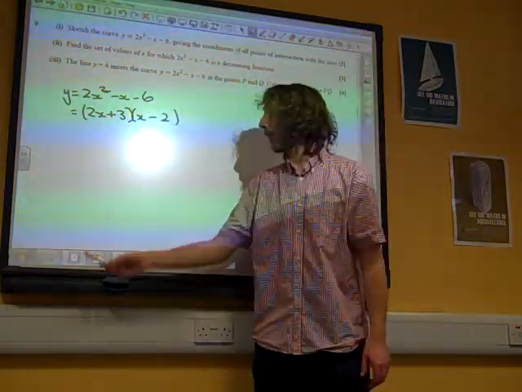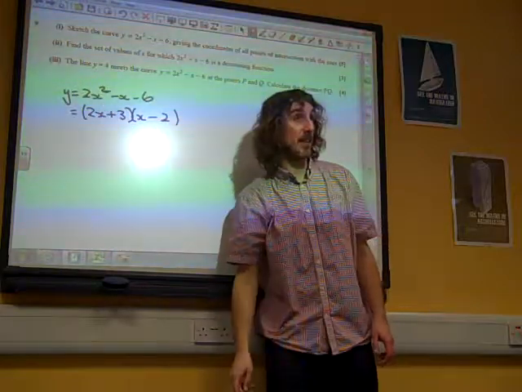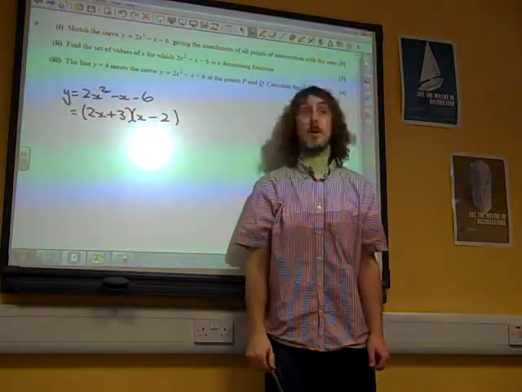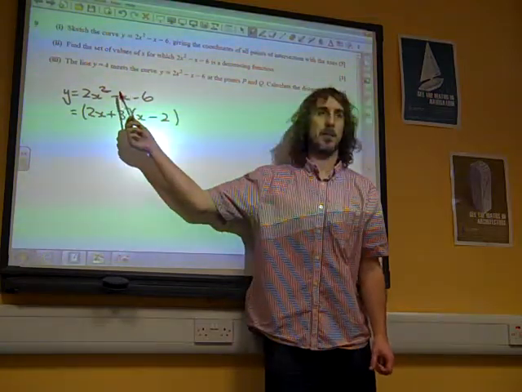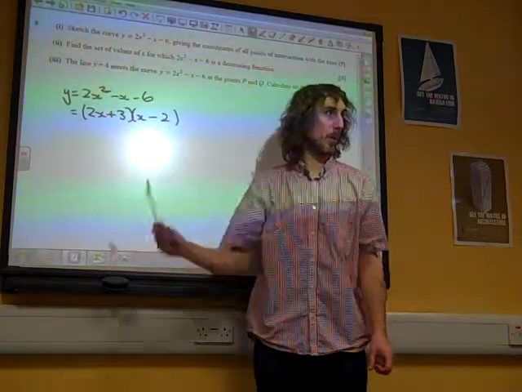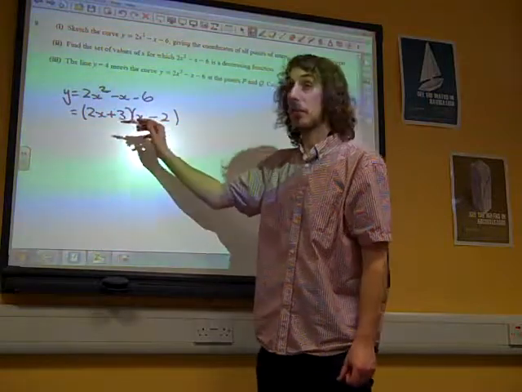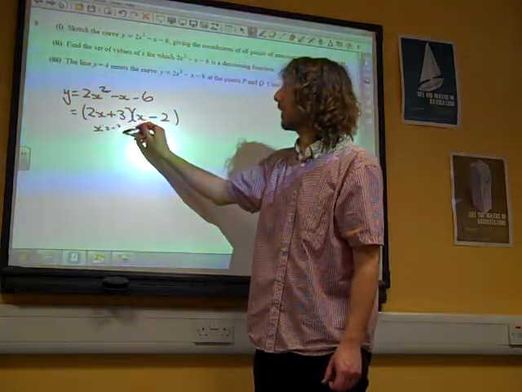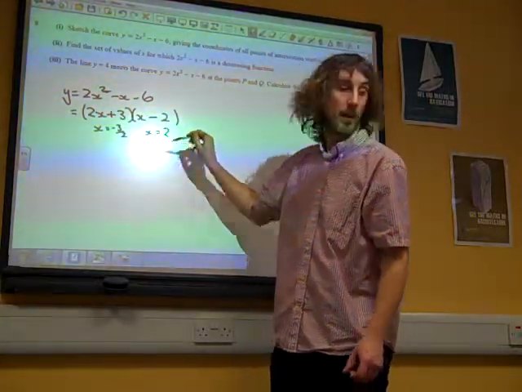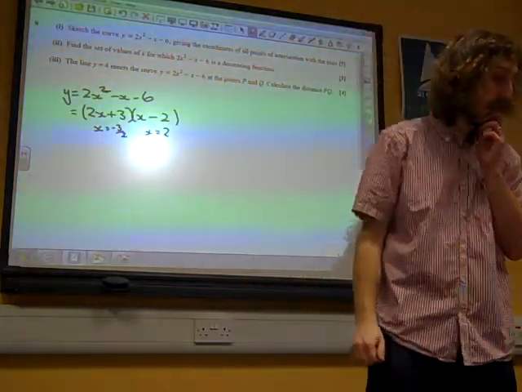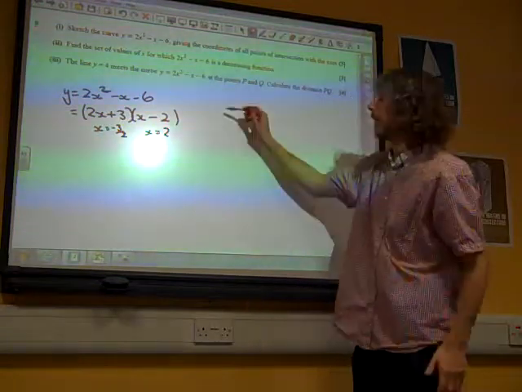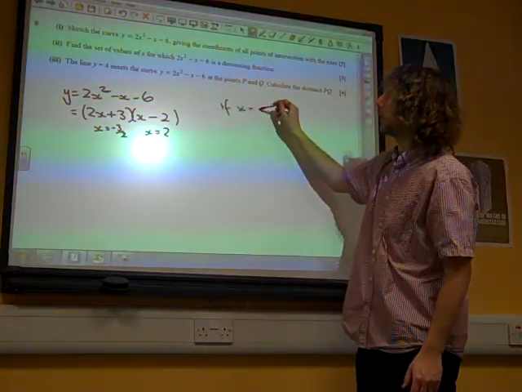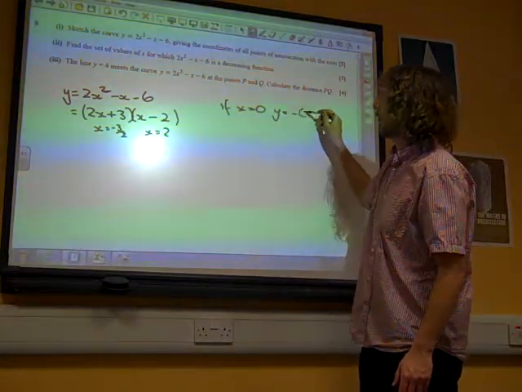If in doubt, do that thing where we multiply first and last things together to get minus 12x squared. That must be minus 4x plus 3x, so work it all out. So we get this crosses where x is minus 3 over 2, and x is 2. Also, we need to know where it crosses the other axis. If x equals 0, y equals minus 6.